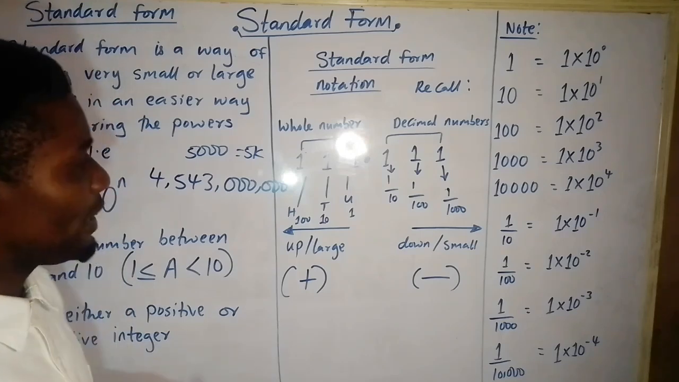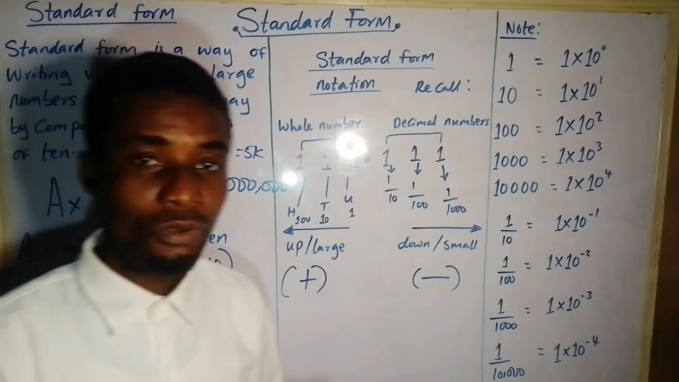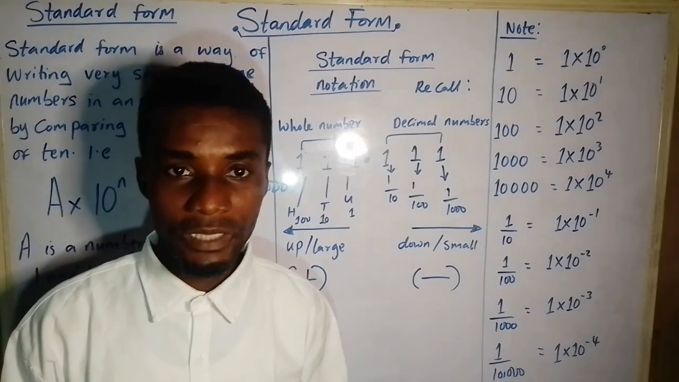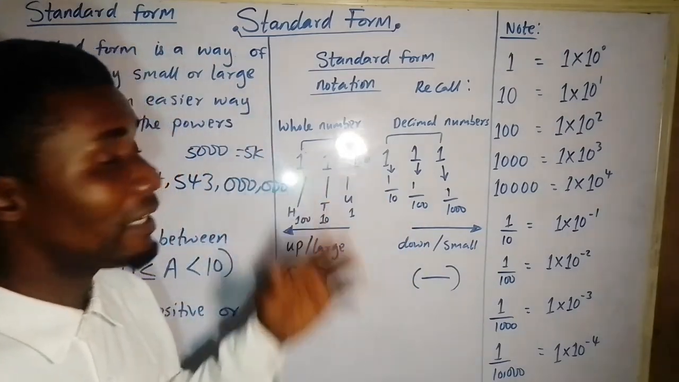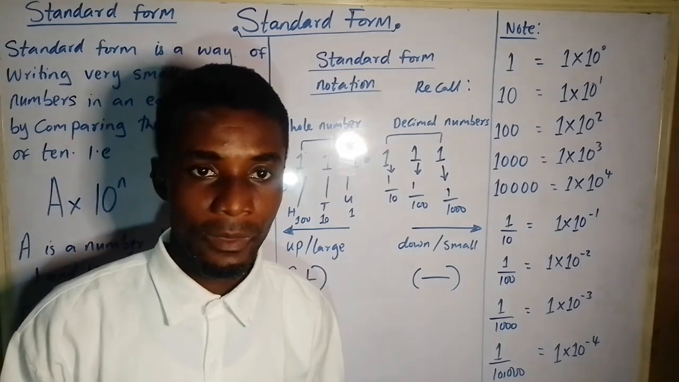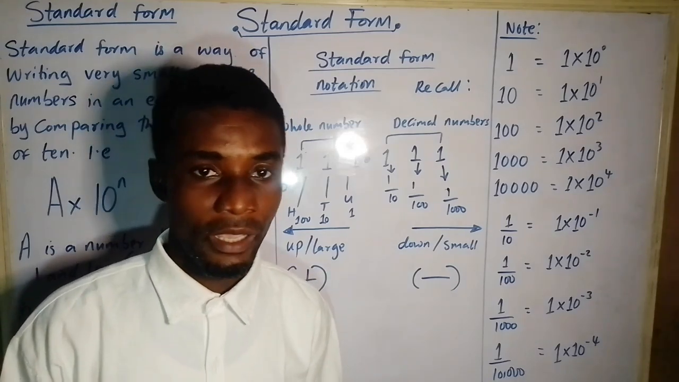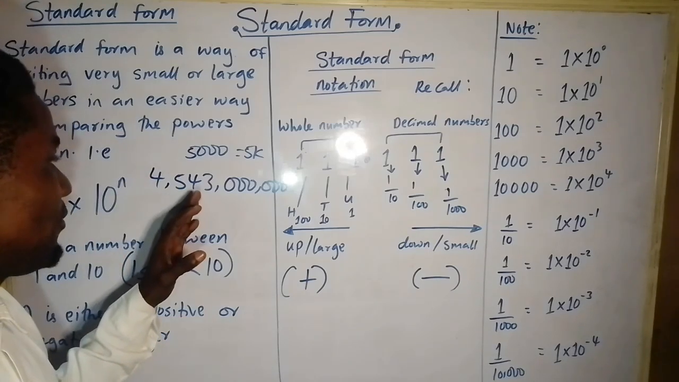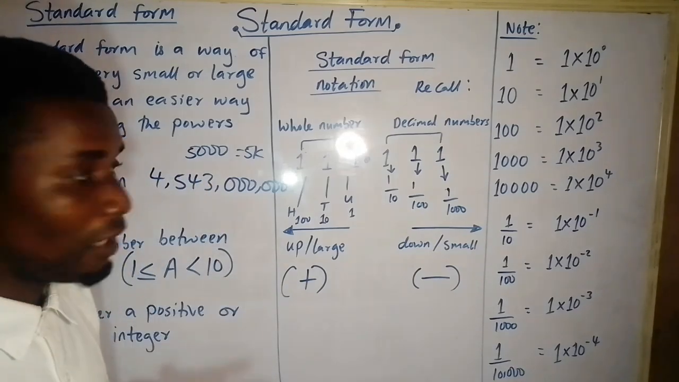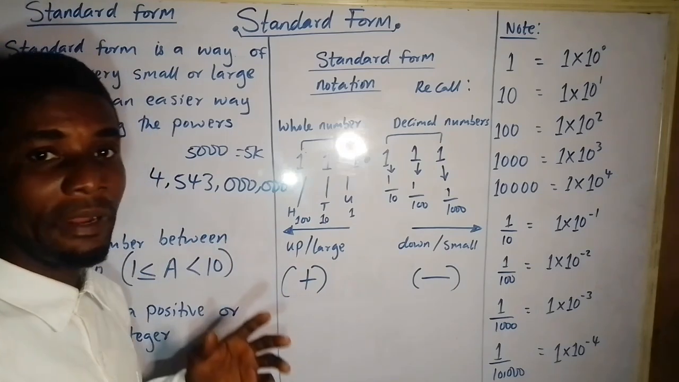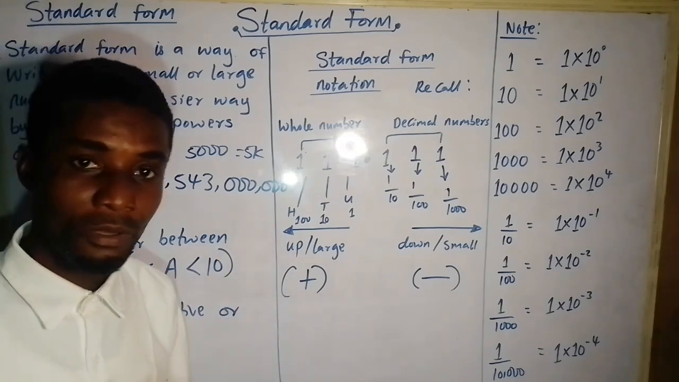5,000. So in mathematics, there is also a way in which we express a very large number, and this manner is what we call standard form, or scientific notation. So that is what we're going to discuss today. What if you have a very large number like this, 4,543,000,000? Now, to write this same number in a simpler manner, we need to apply our standard form knowledge.